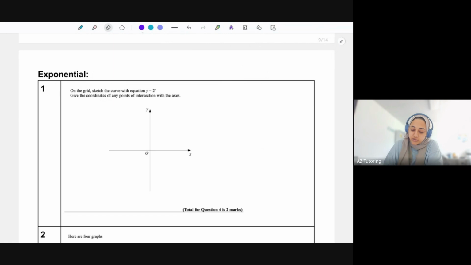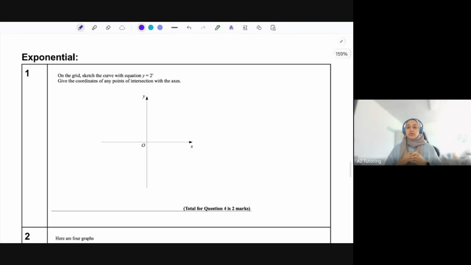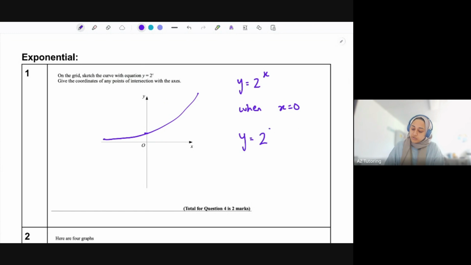It says on the grid sketch. So sketch just means not draw it accurately. So in all the other questions, we were plotting the points here, but now we are not being accurate. It's just a sketch. It says give the coordinates of any points of intersection. So we know the graph looks like this. And it's saying give the coordinates of any points of intersection, which is right here. So when x equals 0 is where it crosses the y-axis. If I substitute x equals 0 into here, y equals 2 to the power of 0, and anything to the power of 0 is 1. So therefore, this here is 1. So that's the fact that you need to know about the exponential graphs.